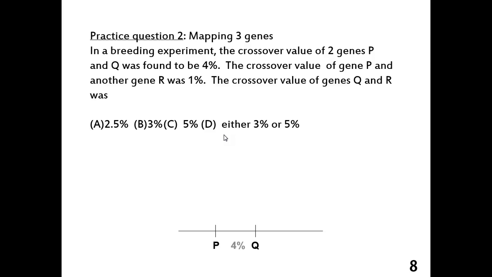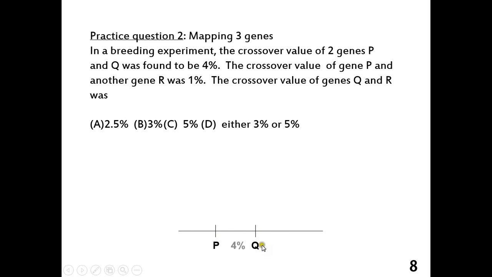Next, let's carry on to practice question 2, where we have to map 3 different genes on the same chromosome. In a breeding experiment, the crossover value of 2 genes P and Q was found to be 4%. The crossover value of gene P and R was 1%. Now they're asking you to find the crossover value of genes Q and R. In order to do that, it is advisable that you plot a chromosome map as part of your working. Let's start with the simplest.